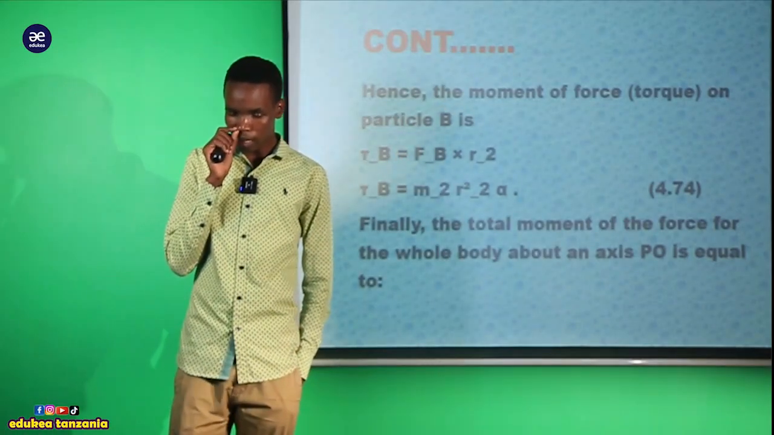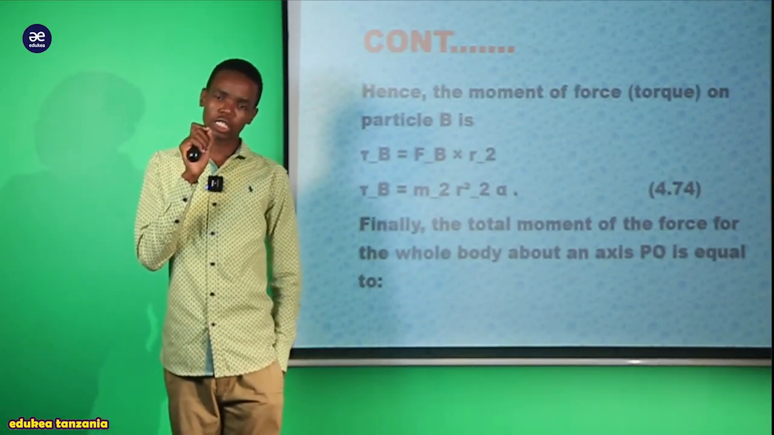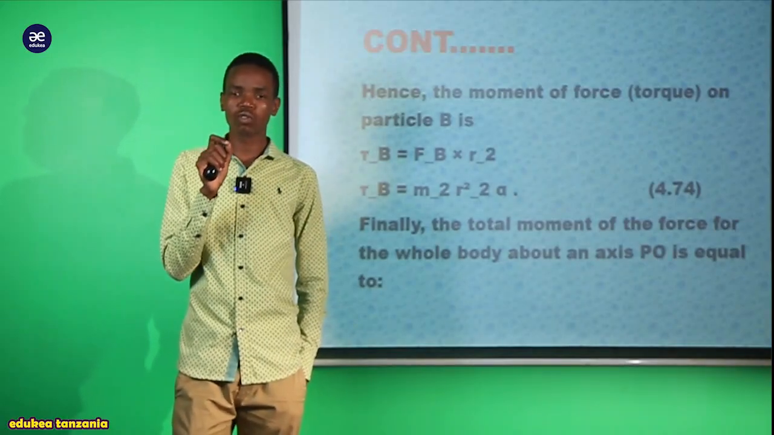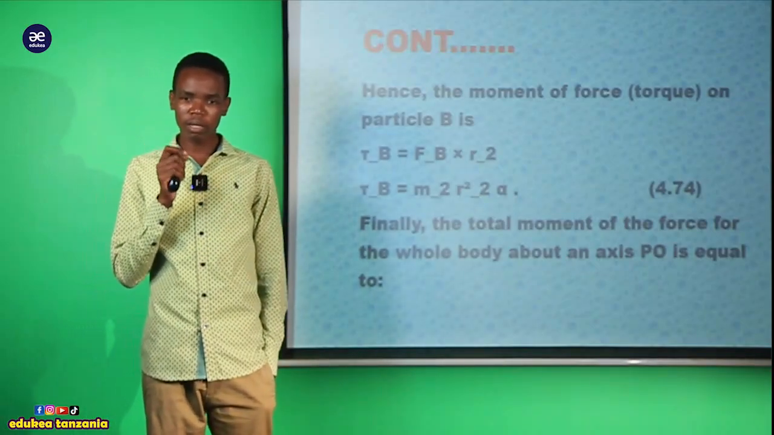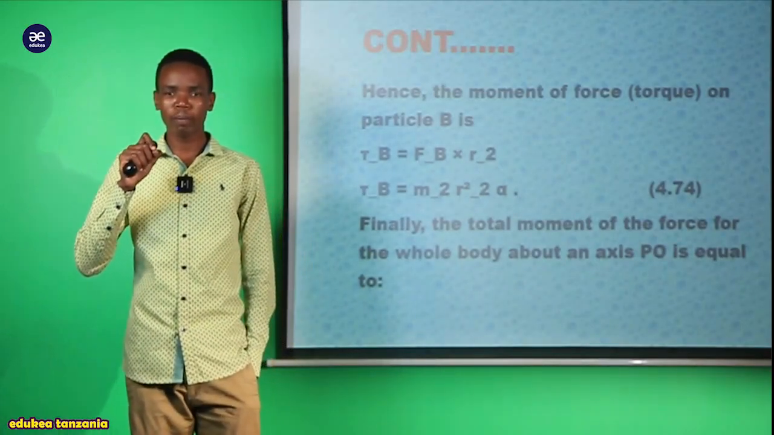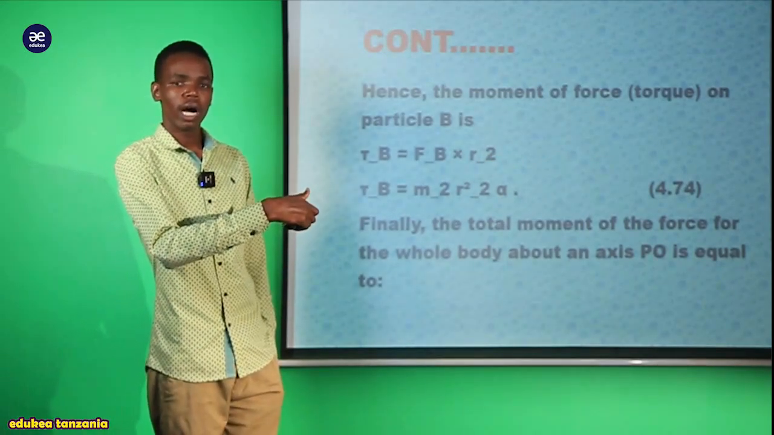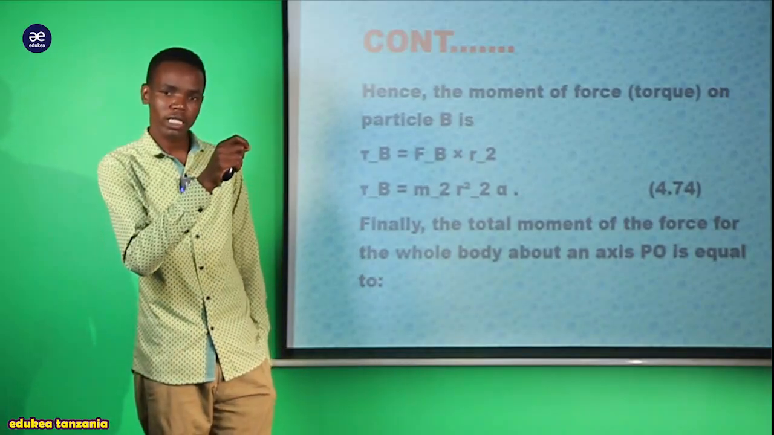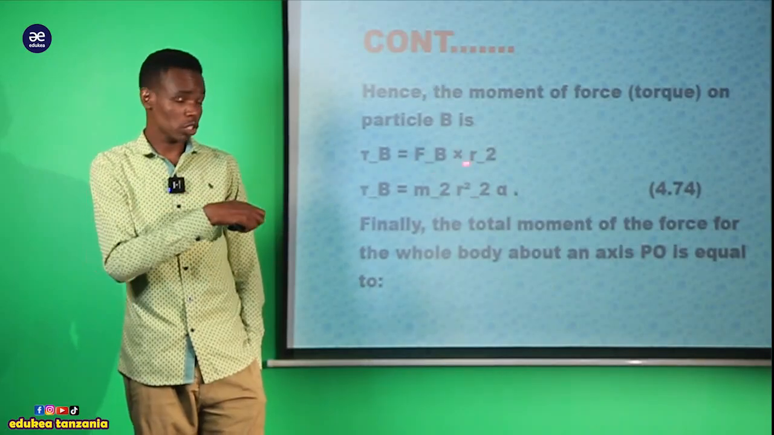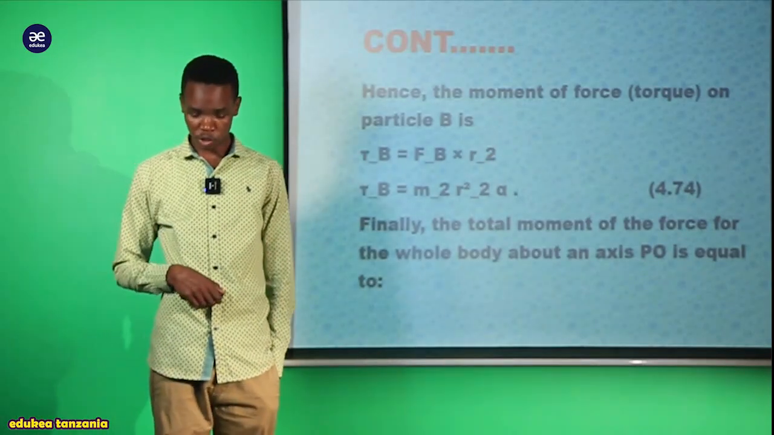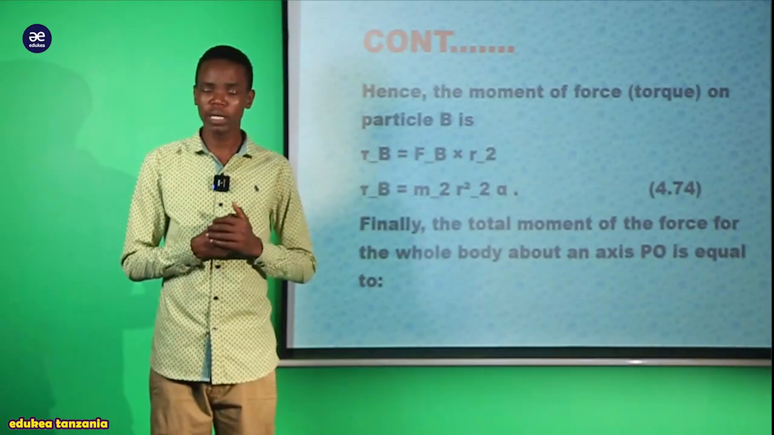Now, after obtaining the force at the point B, which is equal to m2 times r2 times the angular acceleration, we say that the torque at the point B must be equal to the force at the point B multiplied by r2, the distance from the axis of rotation, or from the center, to the particle B. This is represented by r2 here. So we can substitute F_B.